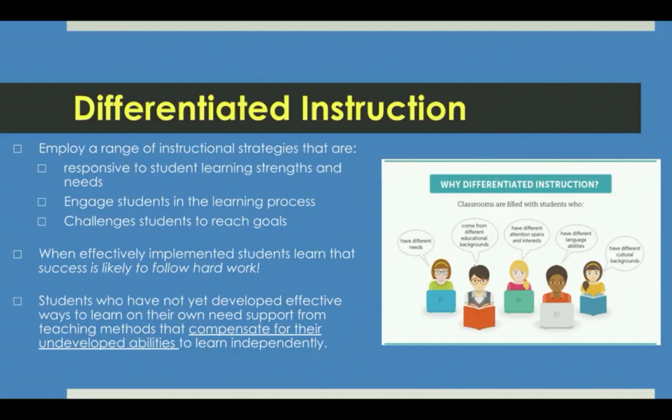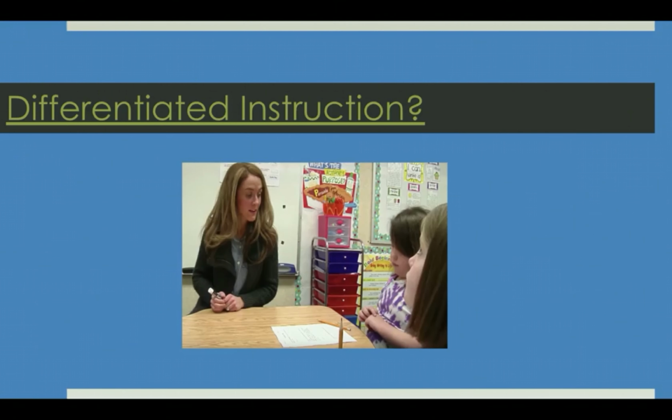As you can see in the little figure here, you'll have a classroom filled with students who have different needs, who come from different educational backgrounds, who have different language abilities and different rates of attention and interest, and come from different cultural backgrounds. And so you'll need to be able to support all of your students in those ways.